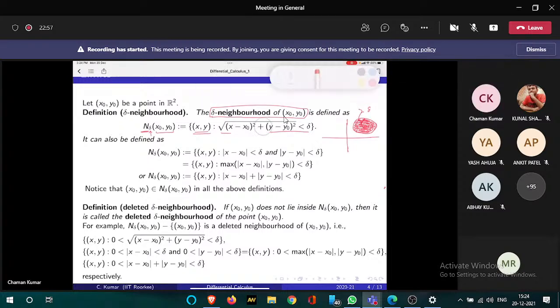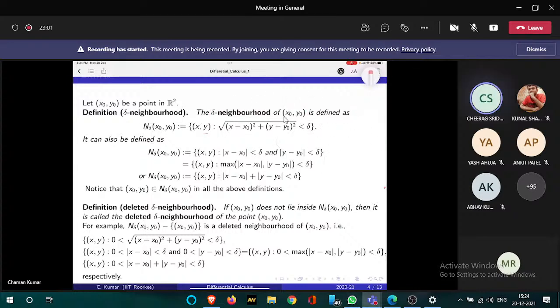Any question? Means, sir, the boundary is not involved. We are just working on the area inside that delta. Yes, the boundary is not considered here.